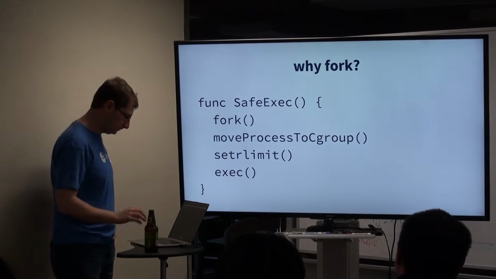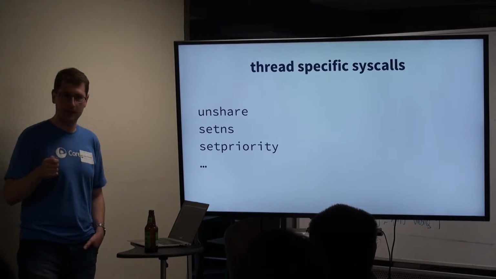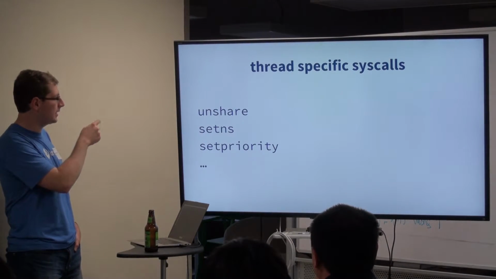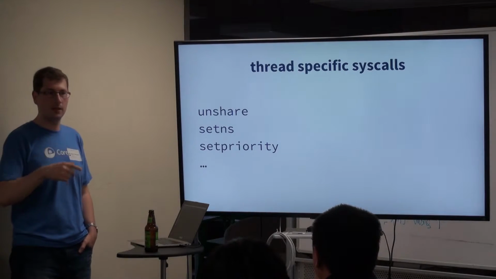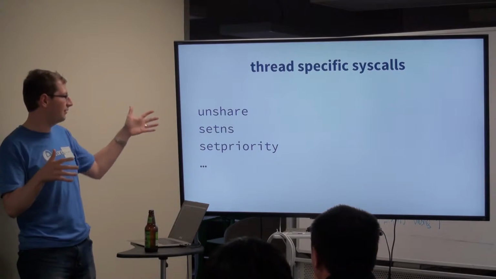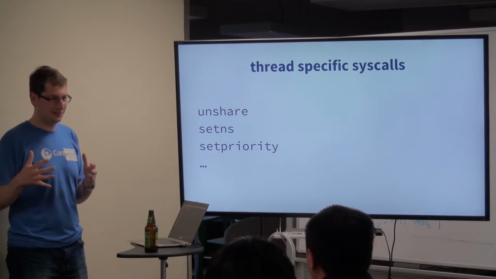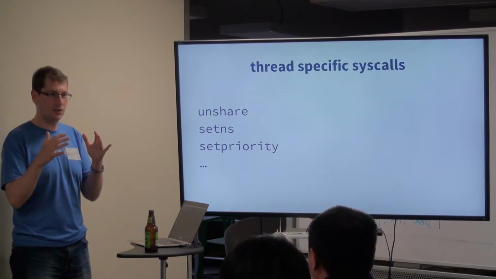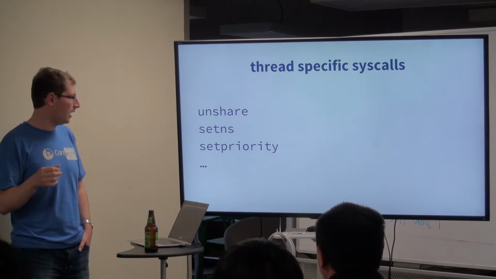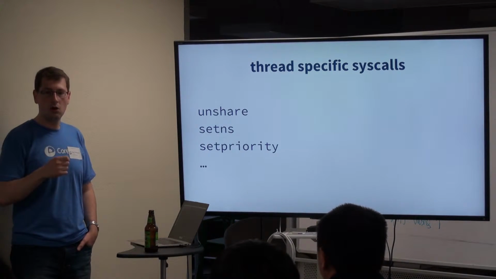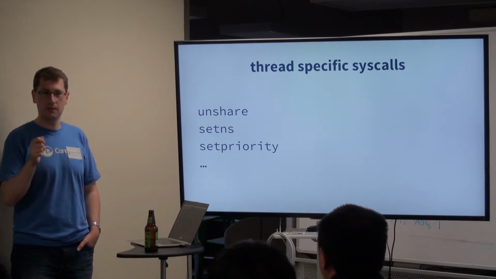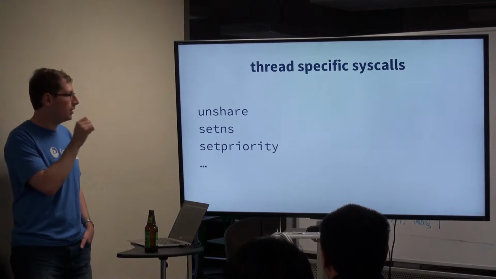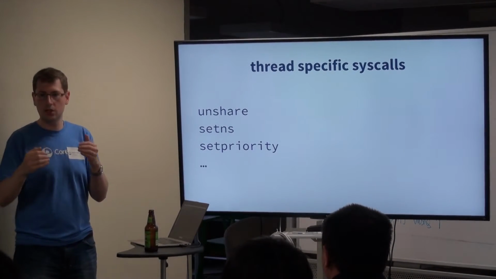The second issue that we ran into is that there are certain syscalls, certain operating system calls, that act on a thread, not a process. An example is unshare and setns. Those have to do with namespaces. That's the thing that makes Docker provide you isolation. That's what really makes containers contain: they're able to spin up these namespaces, which isolate a certain portion of the operating system. setpriority is the call that exposes the nice command. You have a nicer process underneath it, the call setpriority. When you make these calls, they don't change the whole process, they just change the thread.